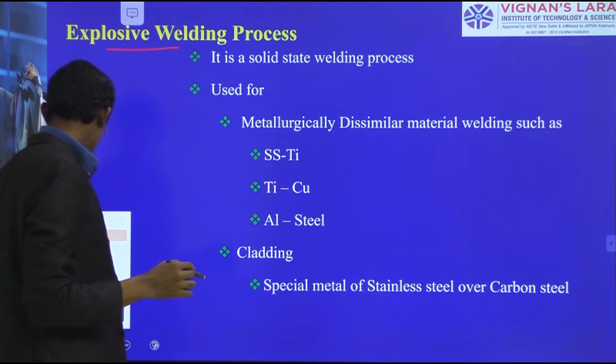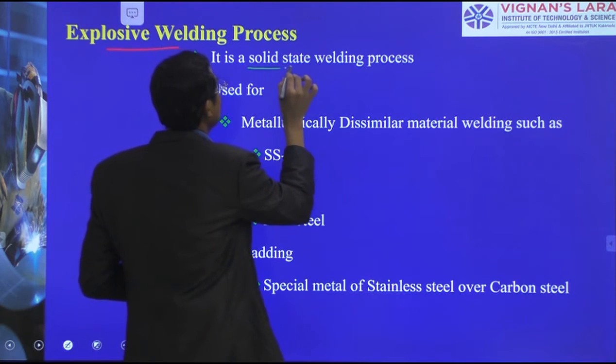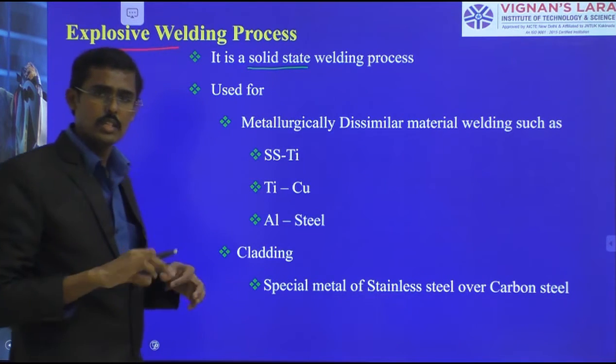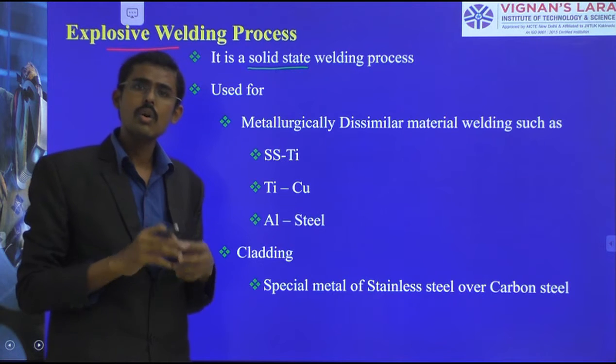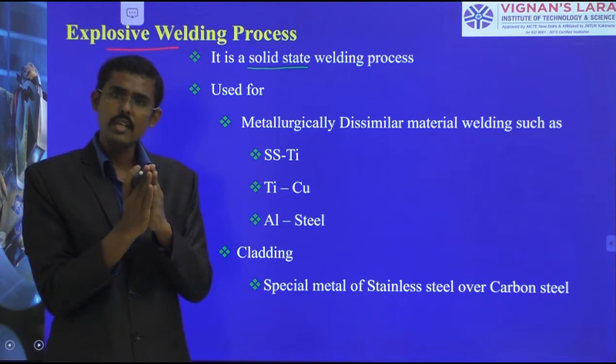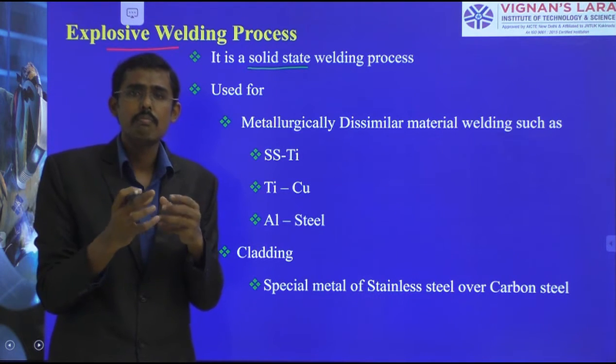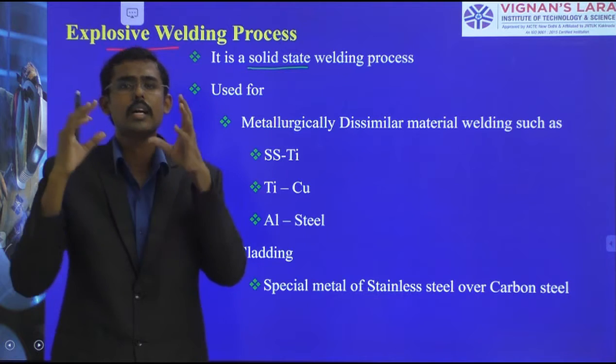Number one, the explosive welding method. In this explosive welding process, it is a solid state welding process. It means we are not going to melt the material while making the weld. It means joining two components in the semi-solid, plastically deformable condition.